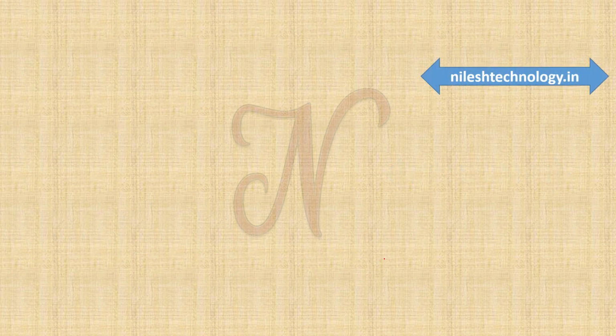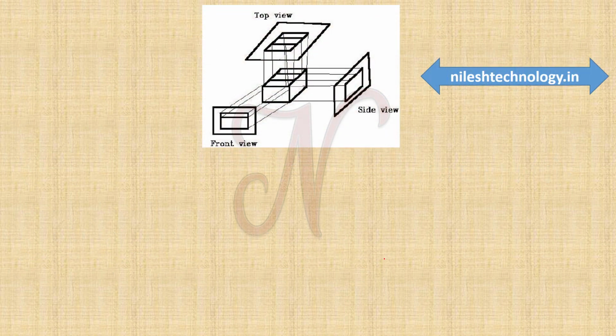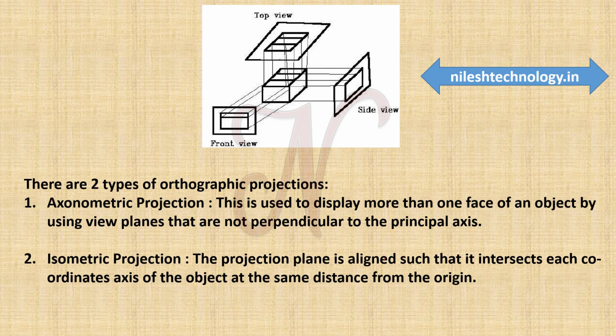See here, these are the 3 views of a projection: front, side and top. Again there are 2 types: axonometric and isometric projection. Axonometric displays more than one face of an object by using the view plane, and the isometric plane is aligned such that it intersects each coordinate axis of the object at the same distance from the origin.